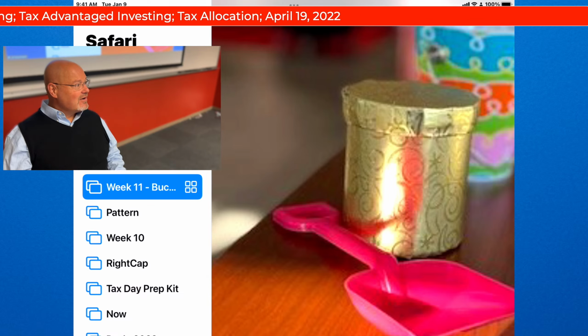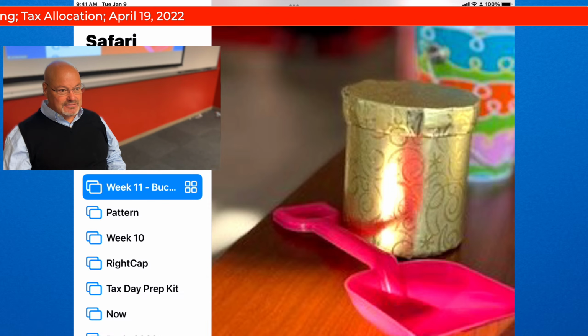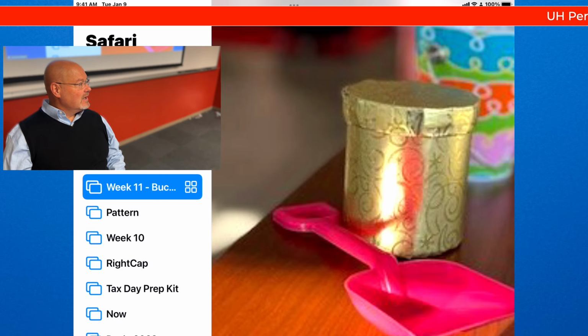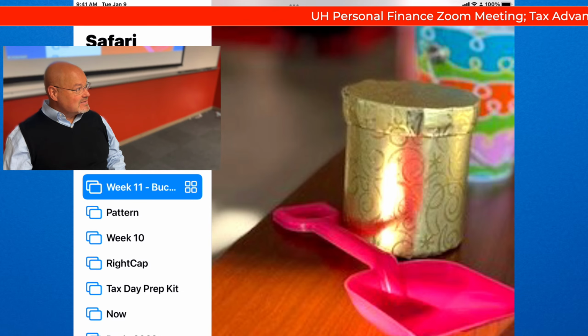So with a Roth IRA, when you put money into a Roth IRA, you do not get a tax deduction like you do when you put money into a 401k. So it's honestly smarter. Roth IRA better than 401k? Well, I mean, it depends.